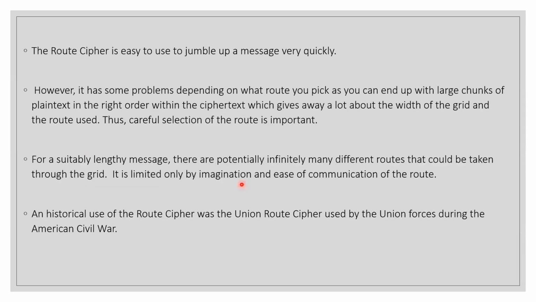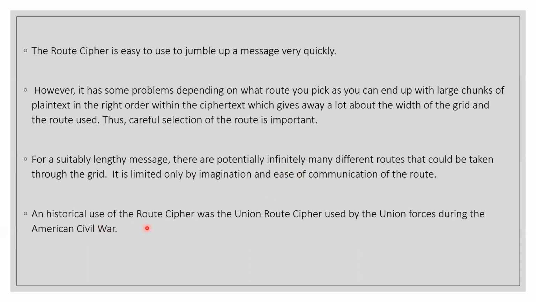So I'll have to carefully select the route, because when I'm encrypting the message, it might leave out large chunks of plain text in the right order, or simply in reversed order. That will give the interceptor a hint of what route was used. So we need to carefully select the route. And for suitably lengthy messages, there are infinitely many routes that could be taken through the grid. So it is limited only by imagination and ease of communication of the route.